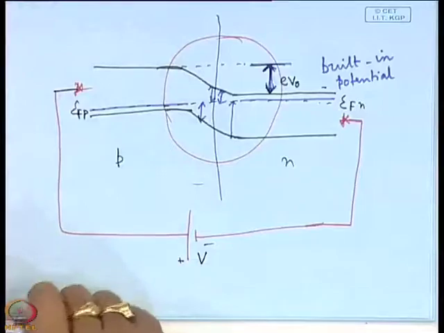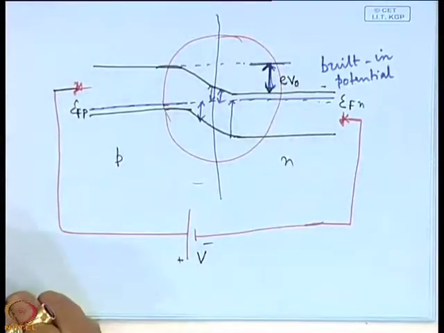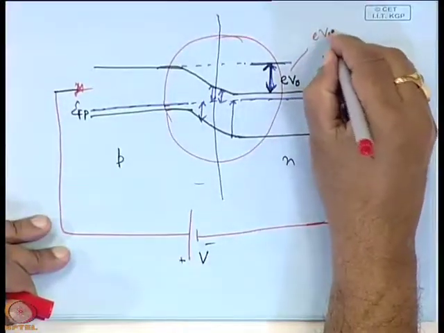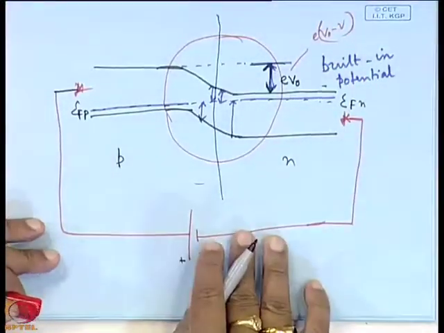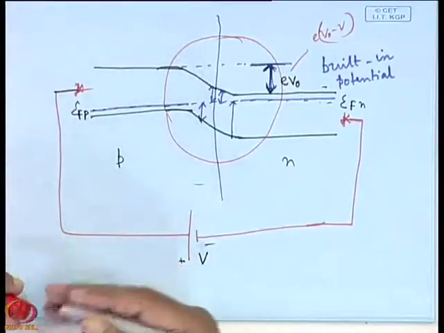What will happen to the band diagram? Yes, the depletion width will decrease in forward bias. That means EV0 will now be EV0 minus V. EV0 will now be EV0 minus V. Why? Why will such a thing happen?